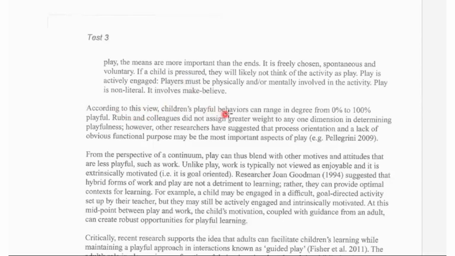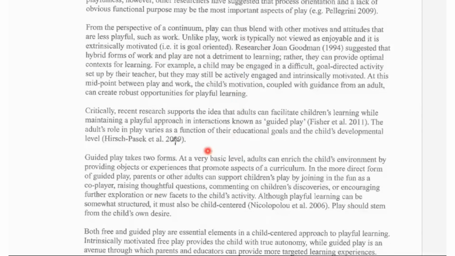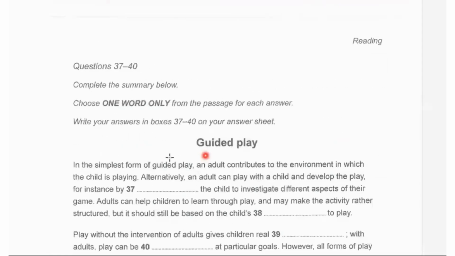According to this view, from the perspective of continuum, hybrid work, play, guided play. Critically, recent research shows adults can facilitate learning. Guided play, finally, I've seen guided play here. While maintaining a playful approach in interactions known as guided play, the adult's role in the play varies as a function of the educational goals. Okay, so let me go back to that summary. In the simplest form of guided play, the adult contributes to the environment.